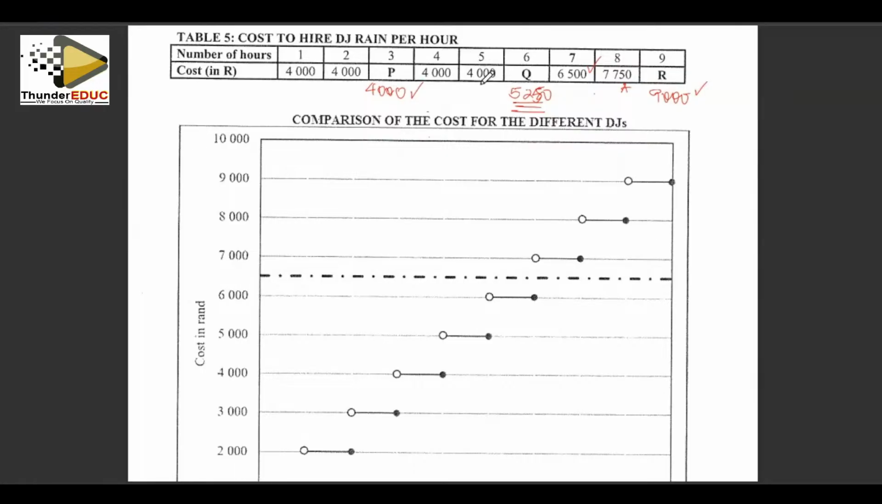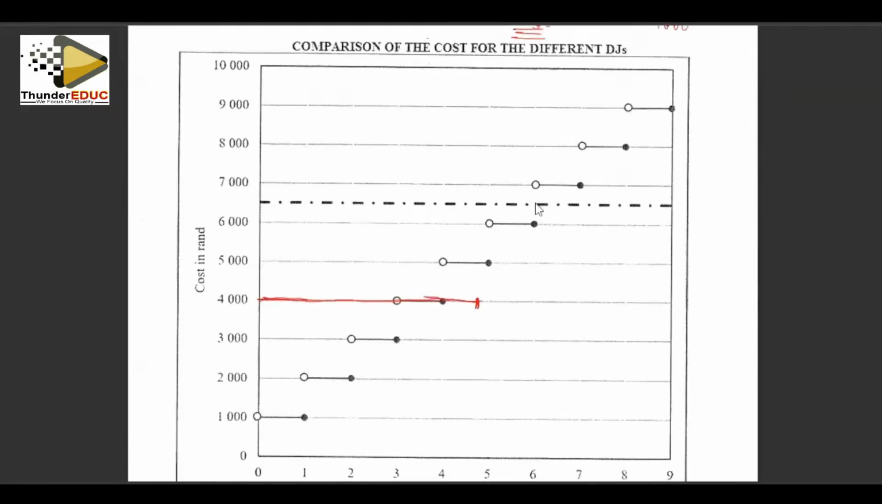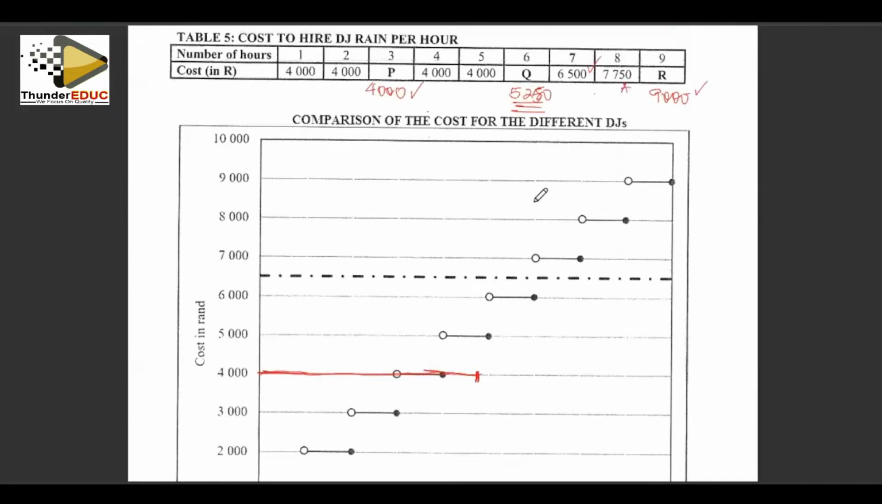What does it mean? That you come here to the 4,000, you draw a line up to 5 hours. Why are we stopping at 5 hours? Because it says he charges 4,000. Then don't worry about the 6 and 7 hours. The 9 is perfect. 9 goes with 9,000.